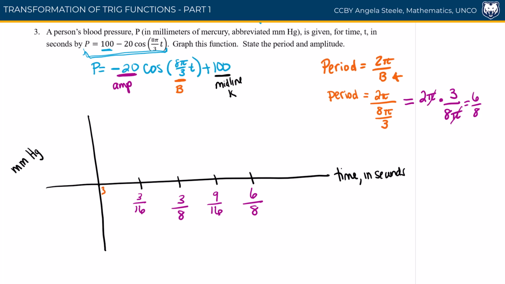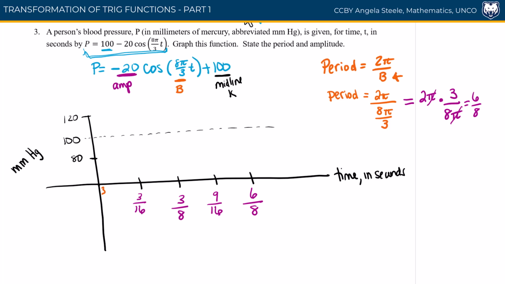All right, now let's go ahead and get into the other parts of the graph that we want to draw. So we know that our midline is going to be at 100. So what I'm going to do is draw in a dashed line to represent that 100. So that's going to represent the midline. We know that our amplitude is going to be 20, which means that it's going to be 20 units above and 20 units below. So we're going to be at 120, and then below, or subtracting 20, brings us to 80. So that means that our function is going to oscillate right around that 100, going as high as 120 and as low as 80.